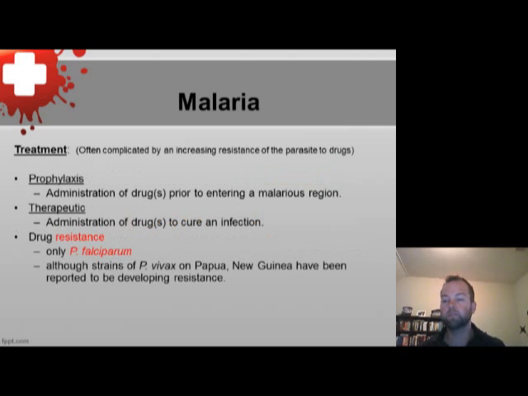Treatment for malaria involves prophylaxis, which is the administration of drugs prior to entering a region endemic to malaria and Plasmodium species. And then there are therapeutic elements that would be administered after infection has been diagnosed and the species has been identified. There are some certain species of Plasmodium that are resistant to therapeutic drugs. This would include Plasmodium falciparum as well as Plasmodium vivax, specifically in the Papua New Guinea region.